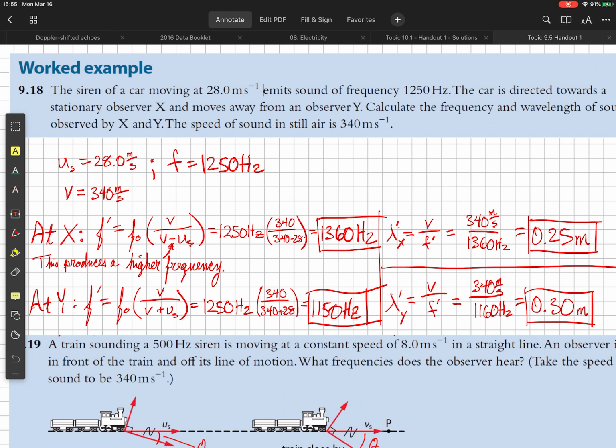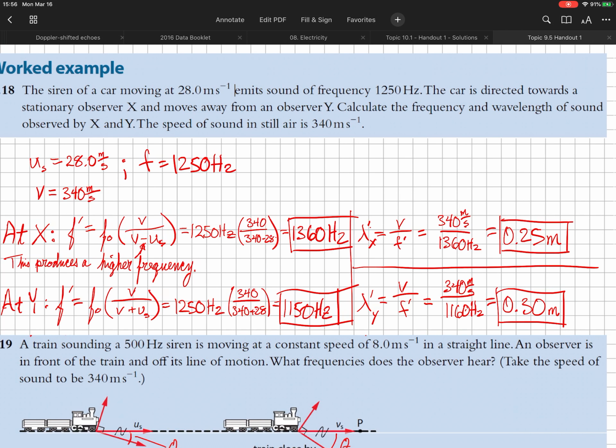Hey guys, we're going to go through the 9.5 Handout 1 solutions right now, and there are a few interesting things here that I'm going to point out. So first, we have a siren on a car, must be a police car. I don't think ambulances would be described as cars usually. And our vehicle is moving at 28 meters per second.